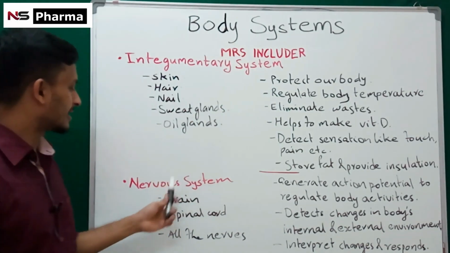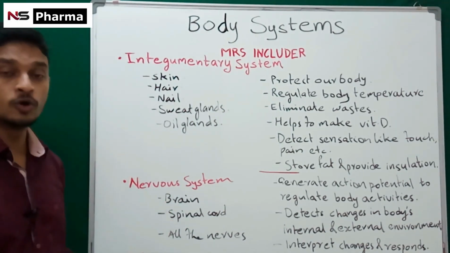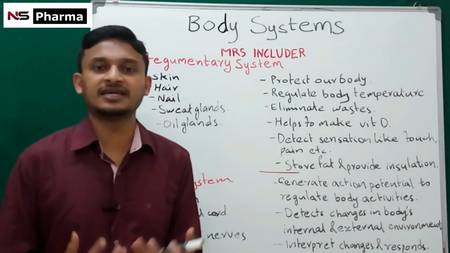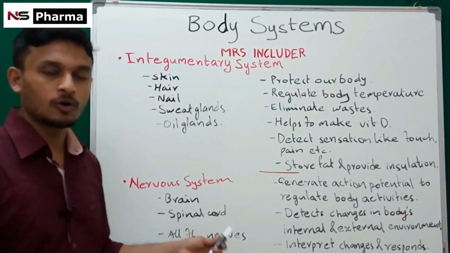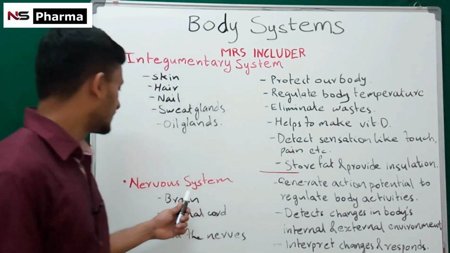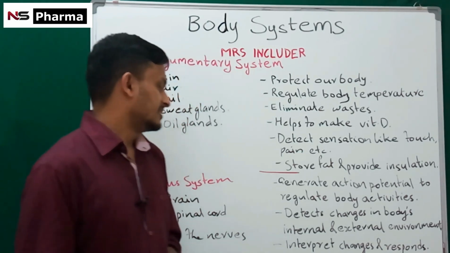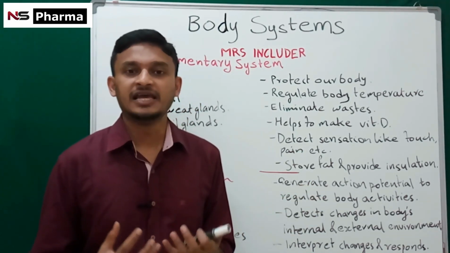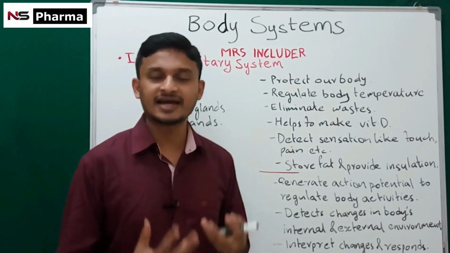Next one, N represents nervous system. Nervous system includes brain, spinal cord and all the nerves in our body. These are the parts of the nervous system. What are the functions of the nervous system? The nervous system functions are, it generates action potential to regulate body activities.